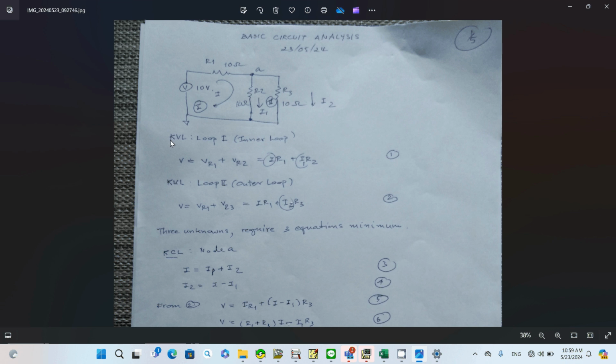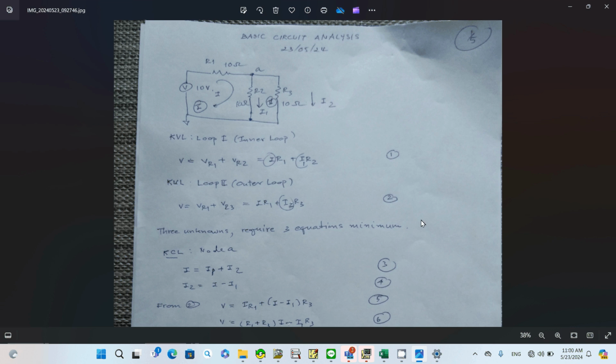By KVL, the source voltage is going to equal the voltage drop across R1 plus the voltage drop across R2. For R1, that's going to be I times R1, because the current I is flowing through R1 and current I1 is flowing through R2. And for the outer loop, the bigger one, you have the source voltage equal to the voltage drop across R1 plus the voltage drop across R3, and the current flowing through R3 is I2.